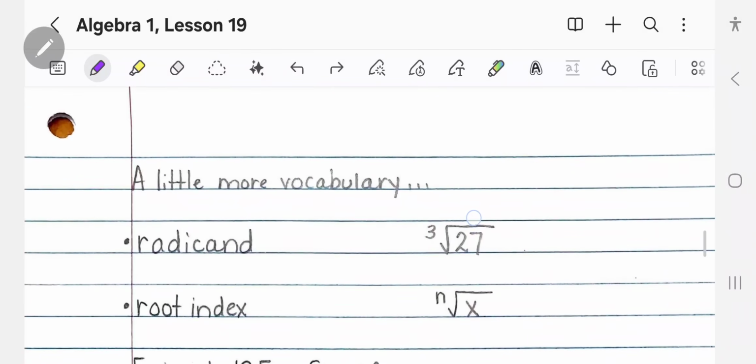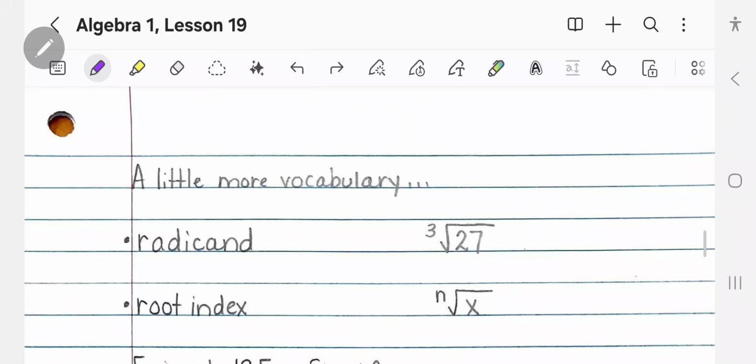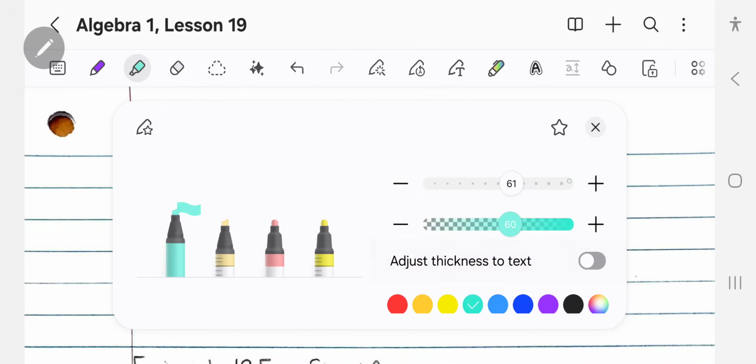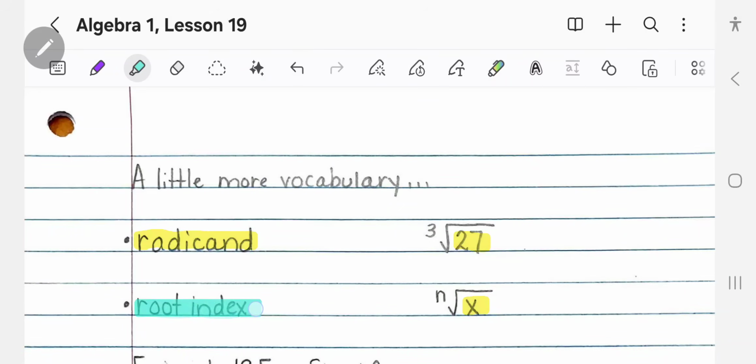All right, a little more vocabulary, which was what I was about to get into. The radicand is your number that is under the square root sign. It is what is on the inside, the radicand. So the radicand here would be this, or it would be this. But the root index, or sometimes just called the index, is this little number right there.